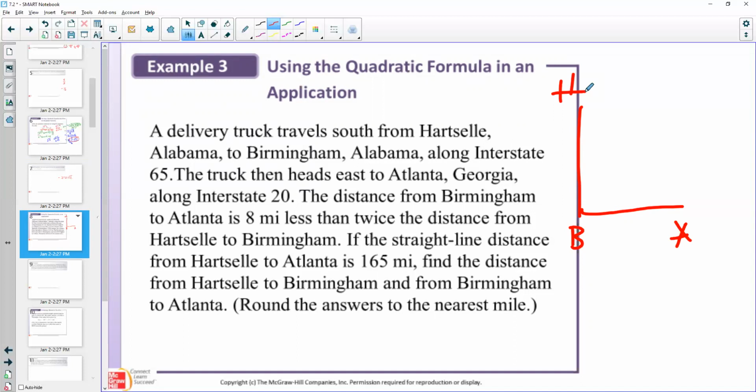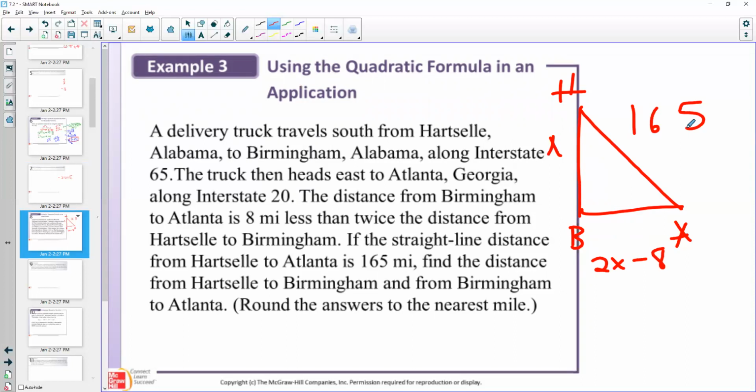The distance from Birmingham to Atlanta is 8 miles less than twice the distance from Hartsville to Birmingham. Okay, so Hartsville to Birmingham, I don't know. Make that x. Birmingham to Atlanta, 8 miles less than twice the distance, so 2x minus 8. If the straight line distance from Hartsville to Atlanta is 165 miles, find the distance from Hartsville to Birmingham.